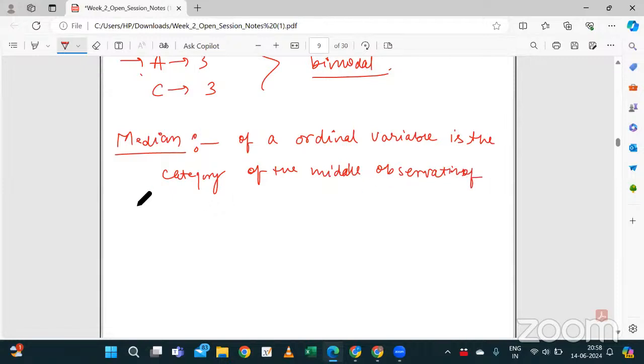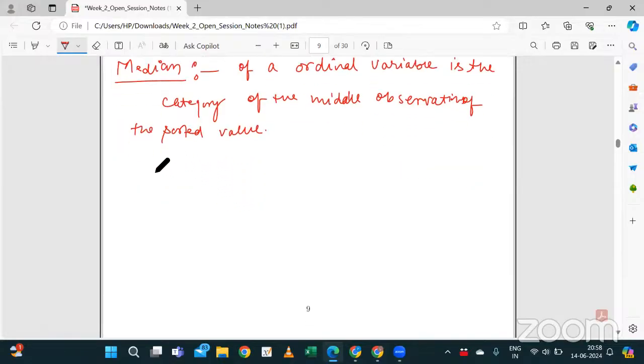We can find the median when we have an ordinal data set only. I cannot find the median for a nominal data set. What I mean by an ordinal data set: suppose I have a data set of t-shirt sizes, let's say small, medium, large, or large, then medium, then small.